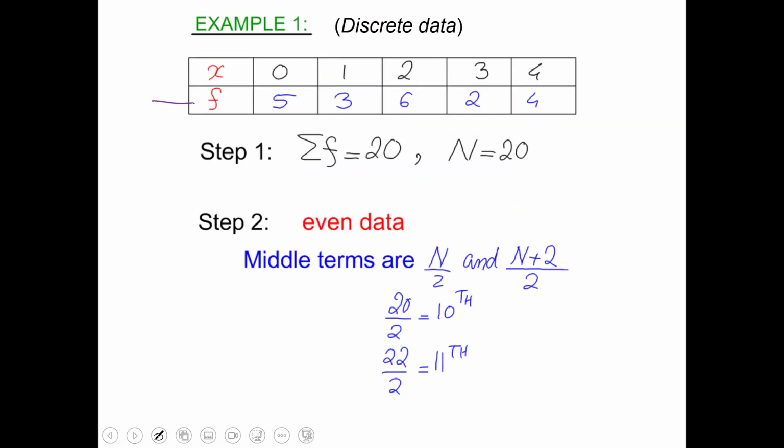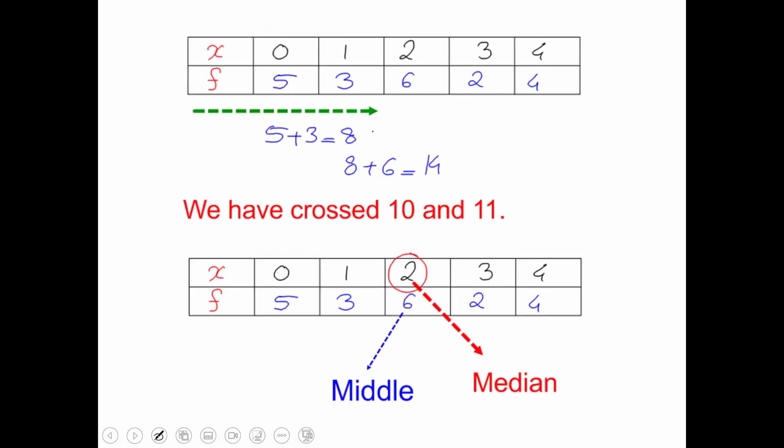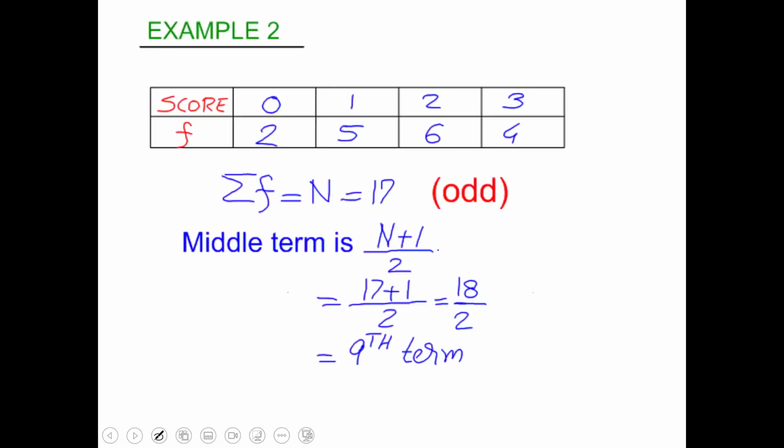Now you start adding from here, and sigma f is 20. When you half it, you get the 10th term and the 11th term. So you start adding from here until you cross or reach 10 and 11. When you cross 10 and 11, it is under 2. So 2 is the median.